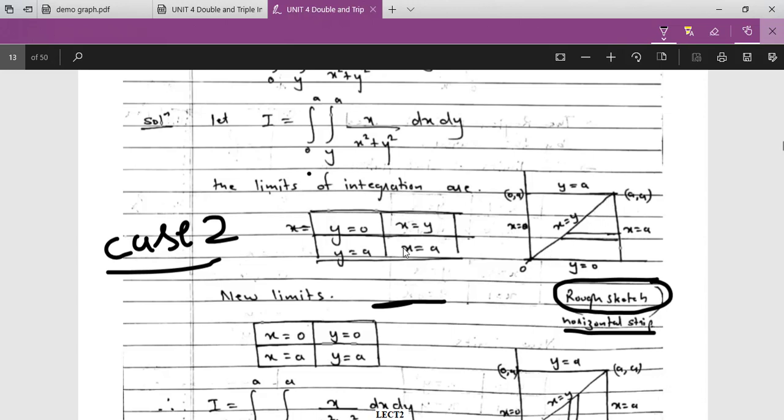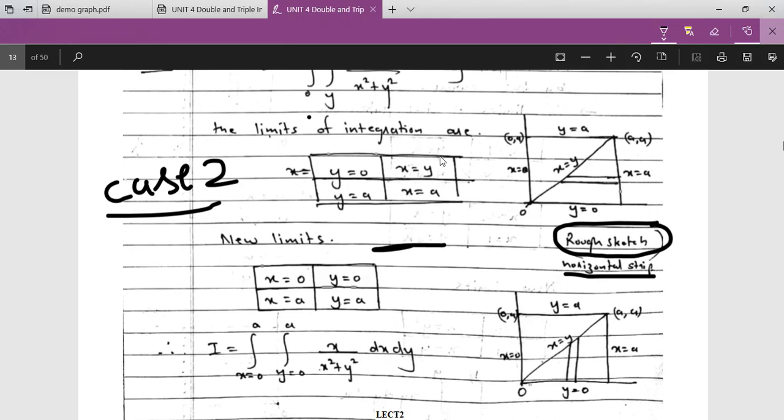And x equal to a, what do you mean by x equal to a? That is, x is at a distance a, so this is it, which is parallel. So x is from y to x equal to a, and what is happening to the y range? It is y is equal to 0 to y is equal to a.